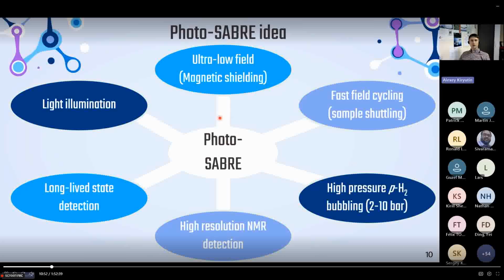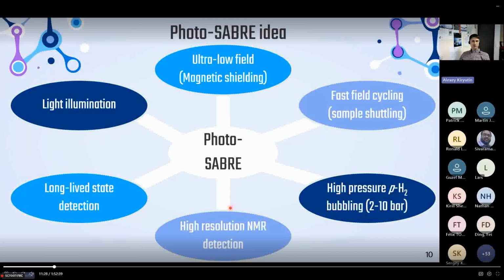Our goal was to combine all our existing capabilities while solving several critical technical problems simultaneously. First, we needed to introduce light into the magnetic field without distorting the ultra-low field environment. Even a minor disturbance would ruin the polarization transfer. Second, the system had to maintain high-pressure parahydrogen delivery up to 10 bars, while accommodating this optical setup. And crucially, we had to preserve sub-Hertz NMR resolution despite the sample shuttling rapidly between fields.